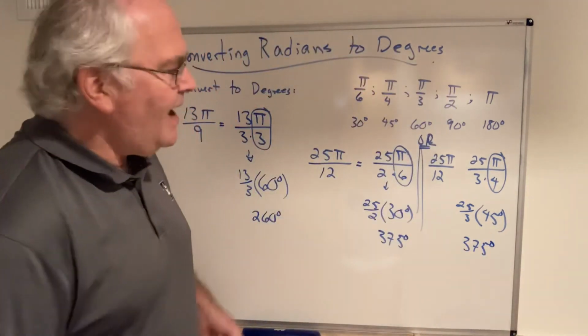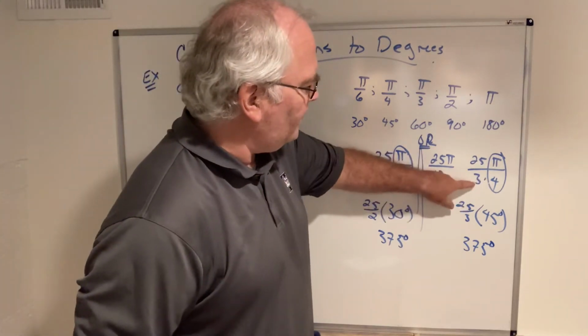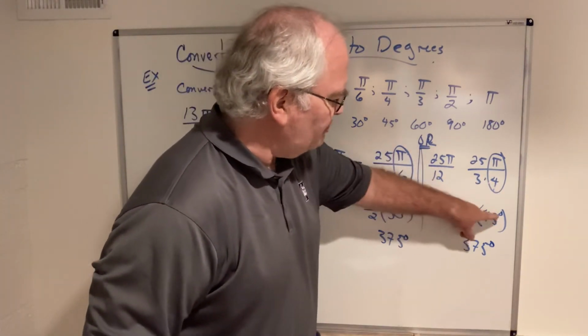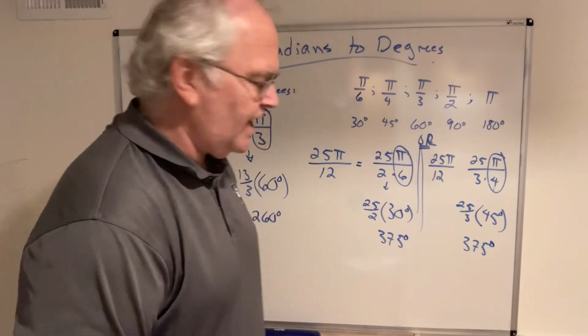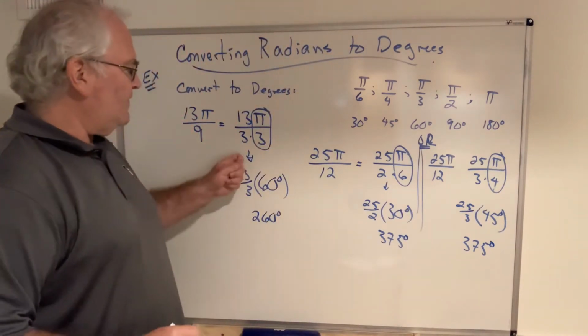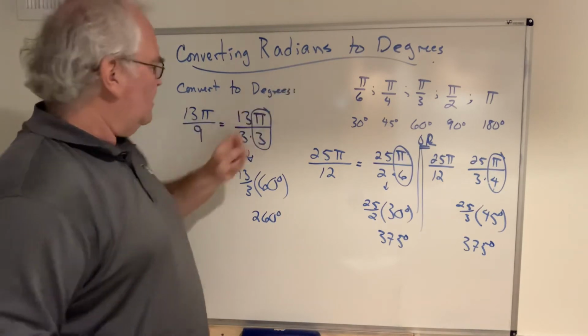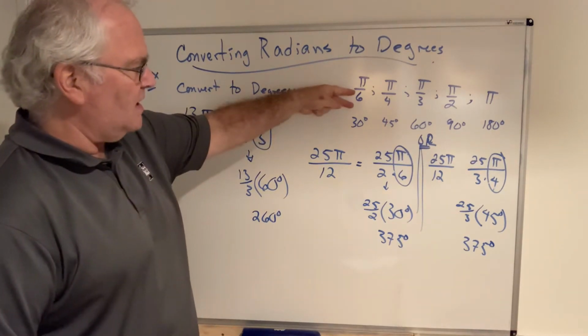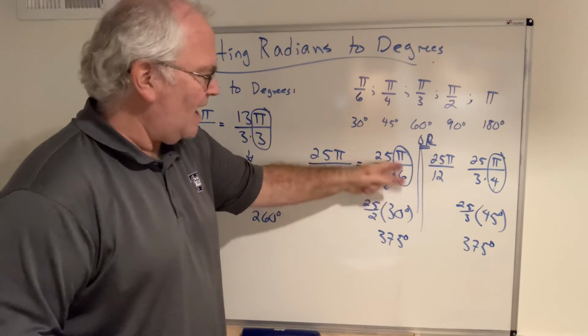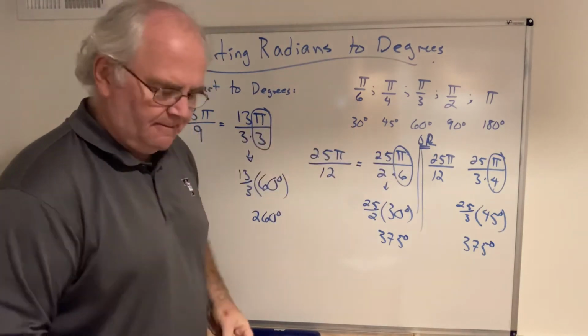It doesn't matter, and it doesn't matter if you group the 4 over here and the 3 over here. The numbers would be different here, but the final result would be the same. So if the bottom number is a multiple of one of these, then just write these factors out and pick the one you want to use to translate.